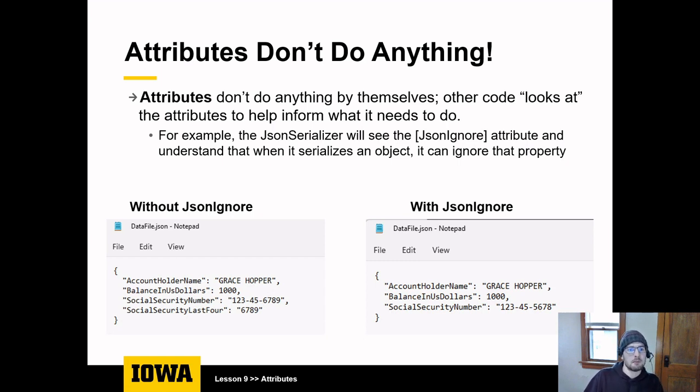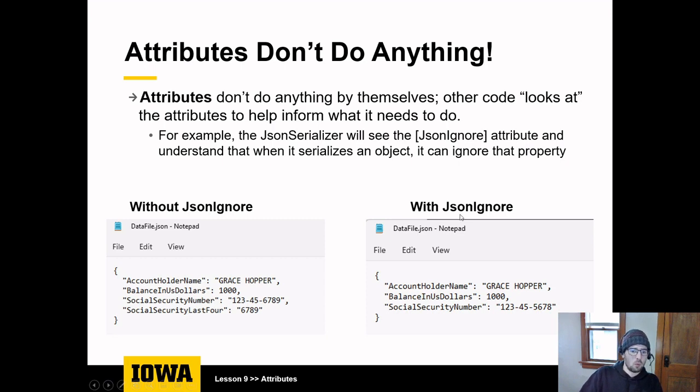Okay, so that's what they look like, and the important thing to realize is that they don't do anything by themselves. So other code will have to look at these attributes in order to inform what that code should do. So, for example, the JSON serializer is going to look at the object you're serializing or deserializing, and it's going to see, if I see a JSON ignore attribute on a property, that means that when I serialize, I don't have to worry about this property. I don't have to put this data in the JSON that I generate.